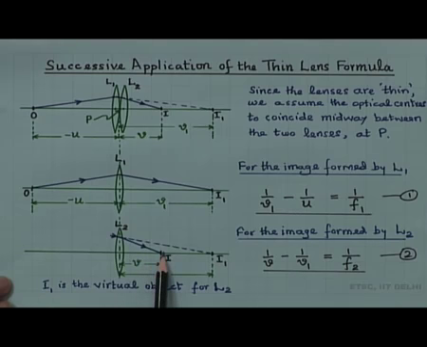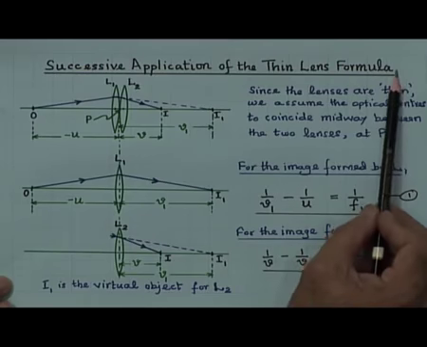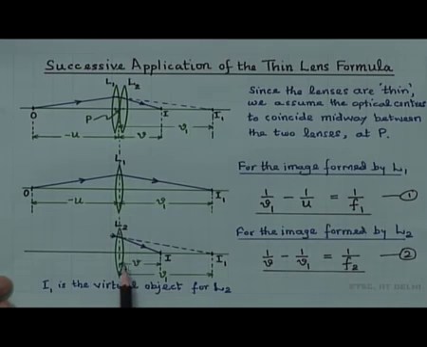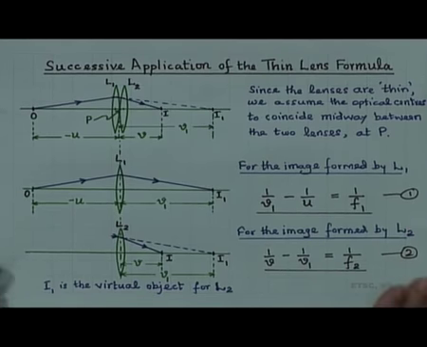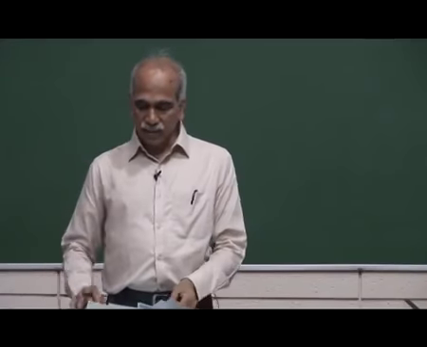So for this, the thin lens formula tells us that 1 by V, where V is the image distance, minus 1 by V1, where V1 is the object distance, now a virtual object, is equal to 1 by f2. These are equations 1 and 2: successive application of the thin lens formula for the first lens and the second lens. I1 is the virtual object for L2. Once we set up these two equations, the rest is very simple.